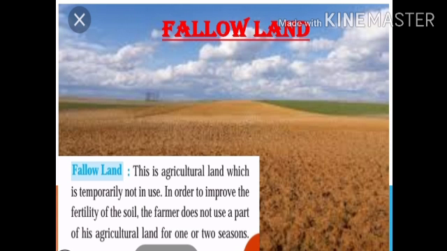Fallow land. Fallow land is the land which is temporarily not in use. Means for 3 months or 6 months they are not using this land so that it can regain the fertility of the soil.